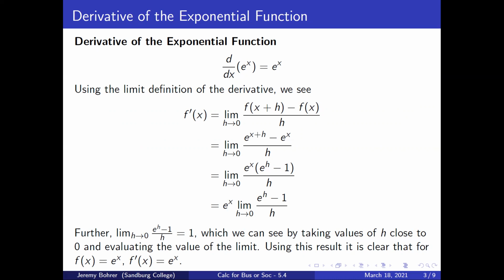which is equal to e to the x times the limit as h approaches 0 of e to the h minus 1 over h. Further, the limit as h approaches 0 of e to the h minus 1 over h is equal to 1, which we can see by taking values of h close to 0 and evaluating the value of the limit. Using this result, it is clear that for f of x equals e to the x, f prime of x equals e to the x.